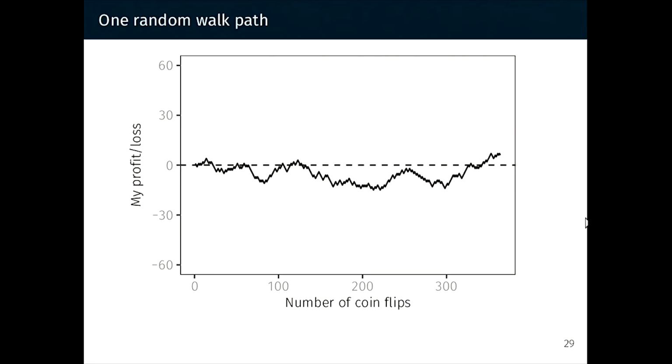And this walk is kind of what I think we imagine most walks look like. It just kind of wanders around 0 because it's a fair game. No one's expected to win or lose in expectation. And it kind of crosses a few times. But this is just one path.